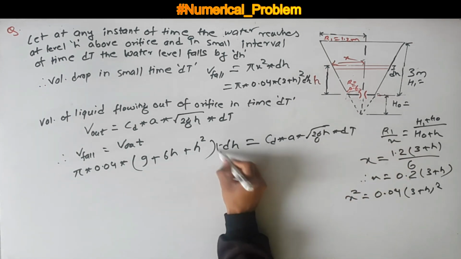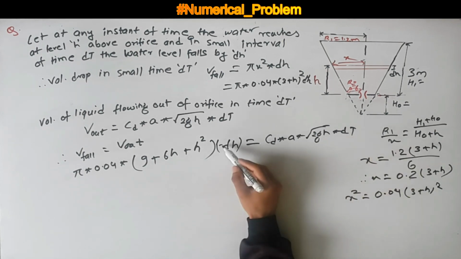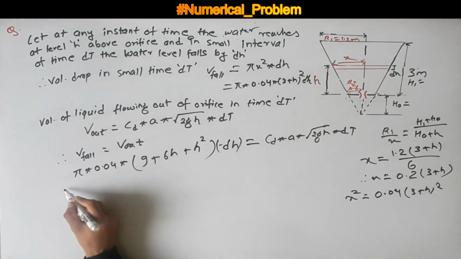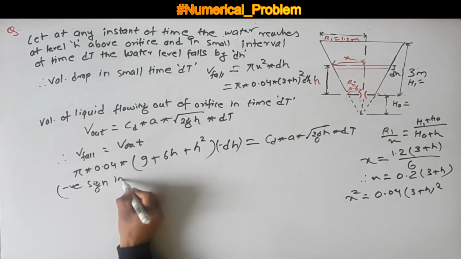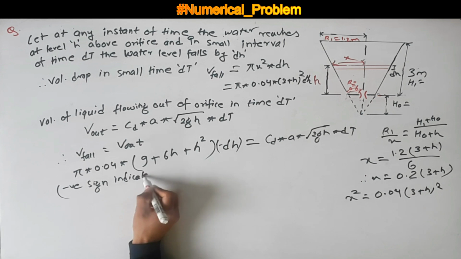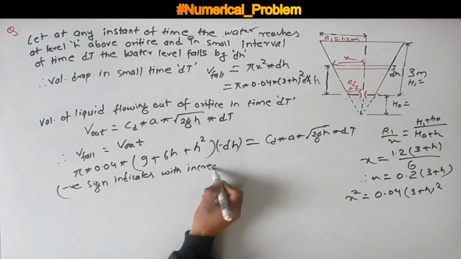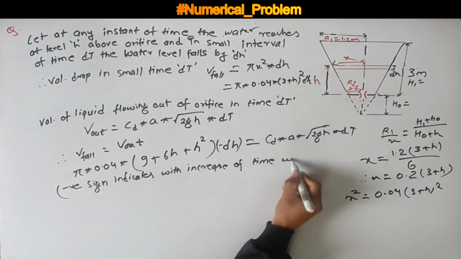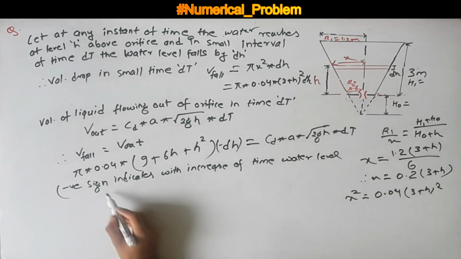Here we put a negative sign. We know this negative sign indicates what? This negative sign indicates that with increase of time the water level decreases. So we can write here: negative sign indicates with increase of time, water level decreases.